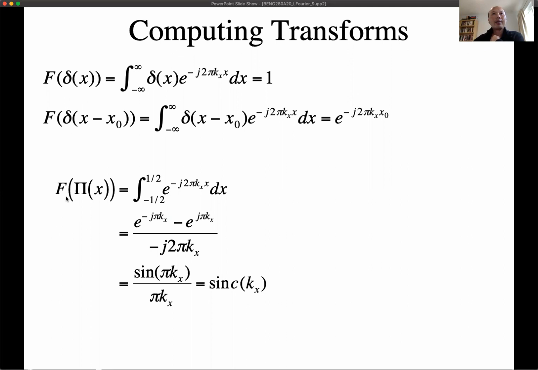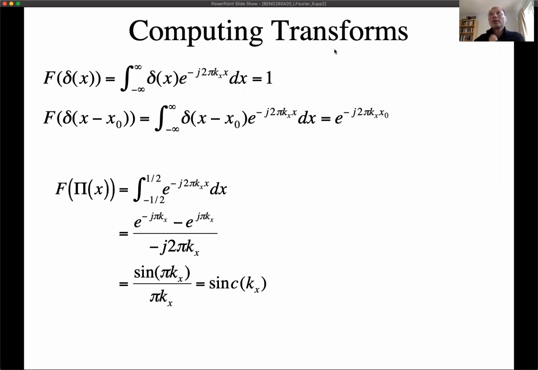And then the other very common Fourier transform you'll be seeing a lot is the Fourier transform of the rect function. Remember, the rect function is defined from -1/2 to 1/2. You can all do this integral because it's just an integral of an exponential. The integral of e to the u is just e to the u divided by du dx. If we plug that in, we get this expression, and we can simplify it into sine of pi kx over pi kx.